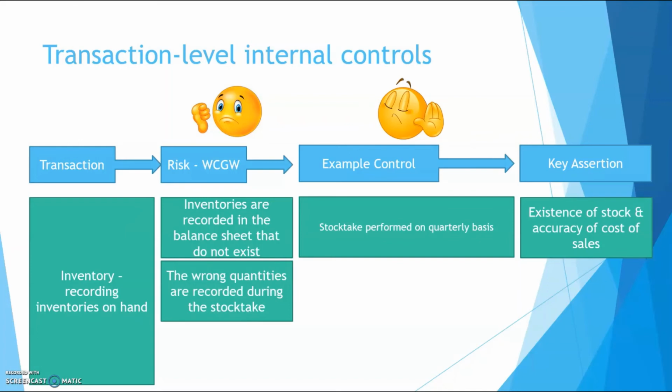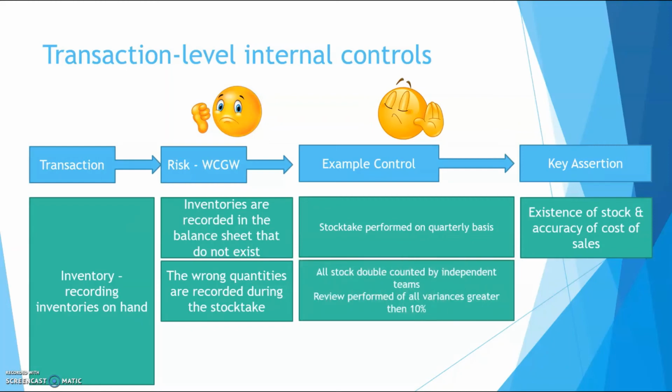The wrong quantities are recorded during a stock take. Again, human error. This can happen a lot. It's very easy to miss an item, not look behind an item. So how do you combat that? All stock is double counted by independent teams. Team 1 counts the item, Team 2 counts the item.